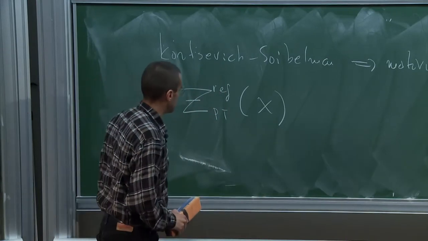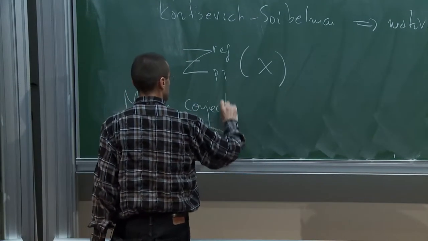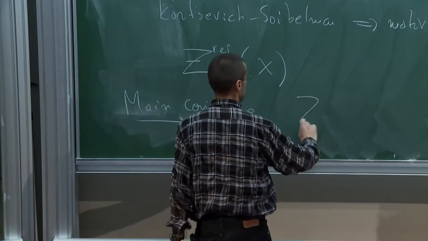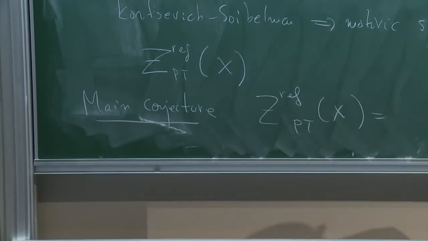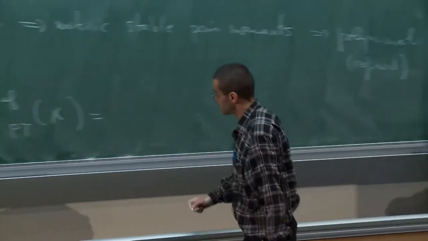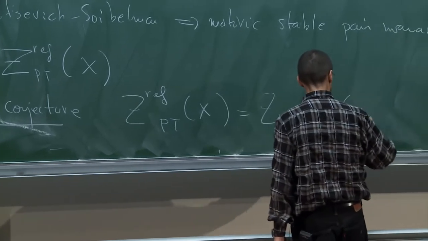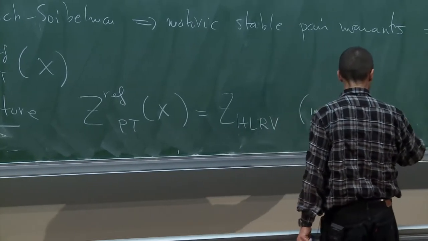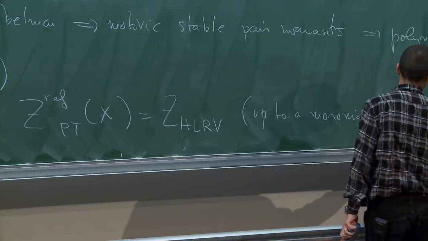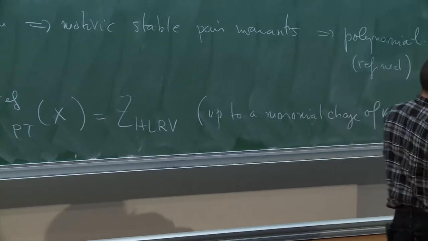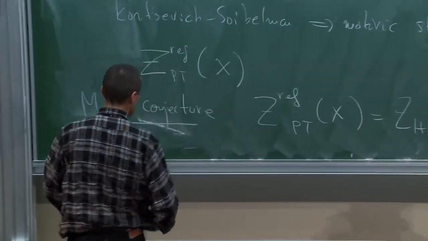So now the main conjecture we formulate. The main conjecture states the following: that this side equals this side of the HLRV formula, up to a monomial change of variables. So it's not quite W and Z. I have to take some combinations, but really easy combinations, like Z squared and Z over W or something like that. Nothing complicated. So this is the main conjecture.